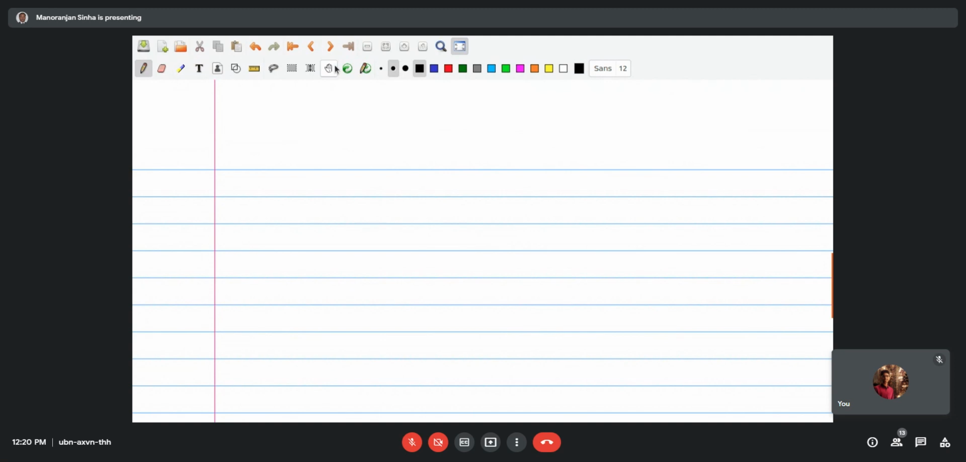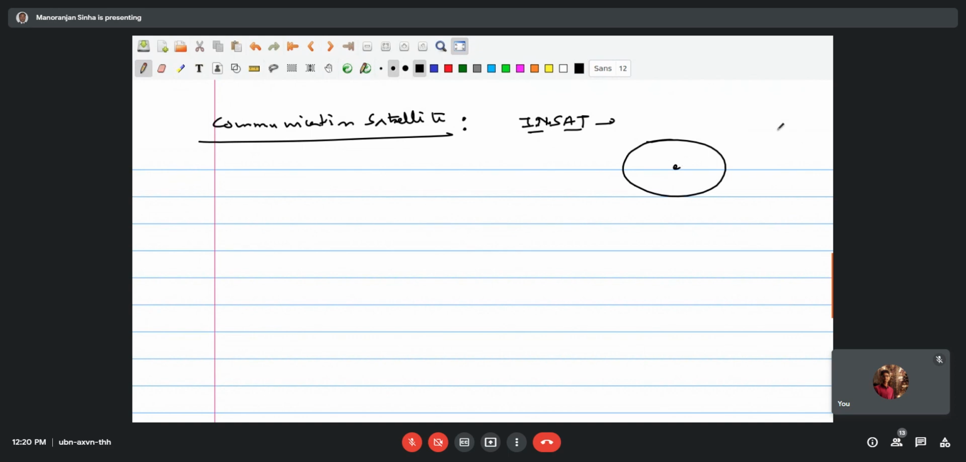That happens in the case of your communication satellite. Nowadays, what is the series number? I don't know. But earlier it was INSAT, Indian National Satellite. The various INSAT series were launched, and these were put in the geostationary orbit. So here this is your satellite, and the transponder is here. This is your India, or in this location India is lying.